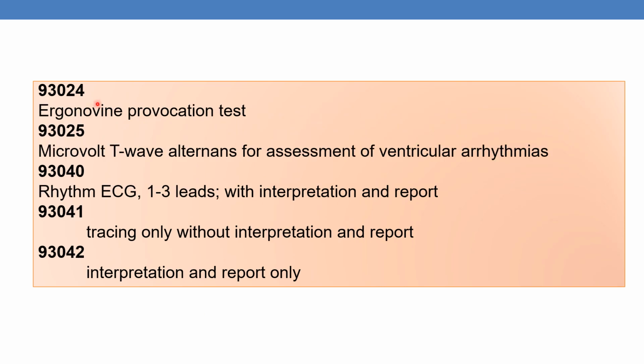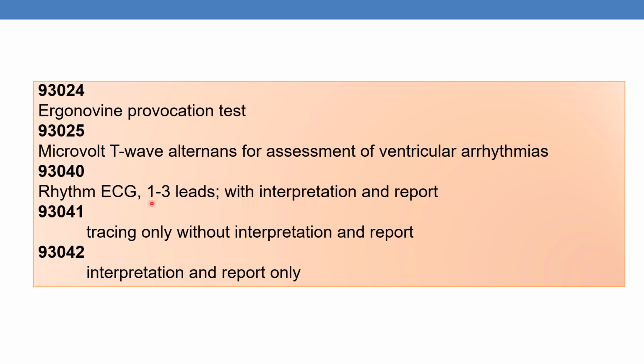Next CPT is 93024, ergonovine provocation test. This is used to report the ergonovine provocation test. The next is 93025, microvolt T wave alternans for assessment of ventricular arrhythmias. This is done for the assessment of ventricular arrhythmias. Next is 93040.